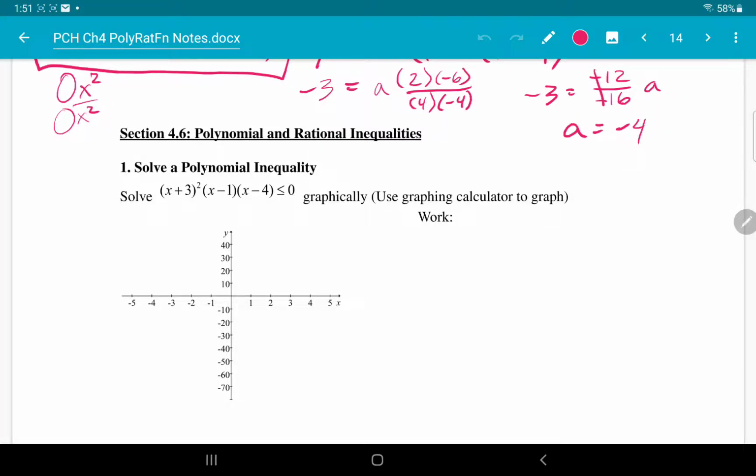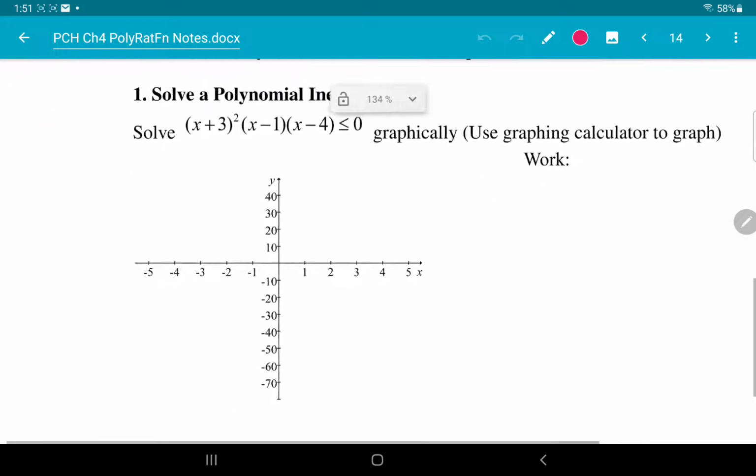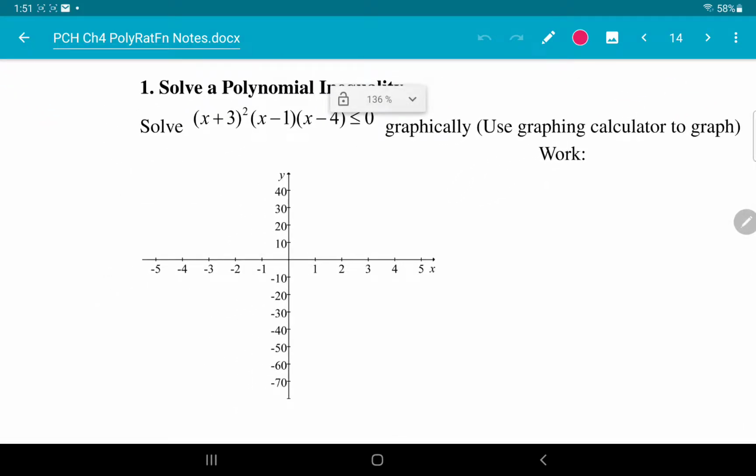Alright, section 4.6, Polynomial and Rational Inequalities. The main point behind this lesson is seeing the inequalities here with our polynomials and rational functions. In this case, you pretty much graph them the same way, you're just looking for different parts of the graph. Number one, when we solve this polynomial graphically, we do the same stuff.